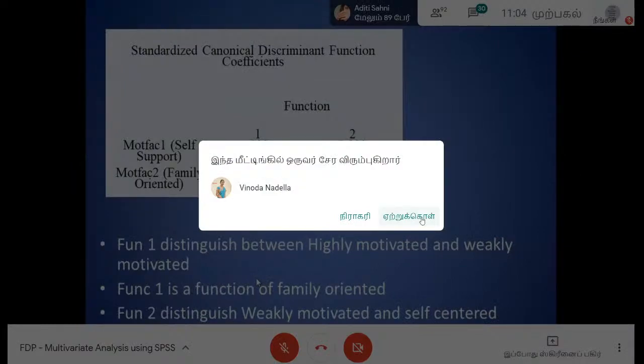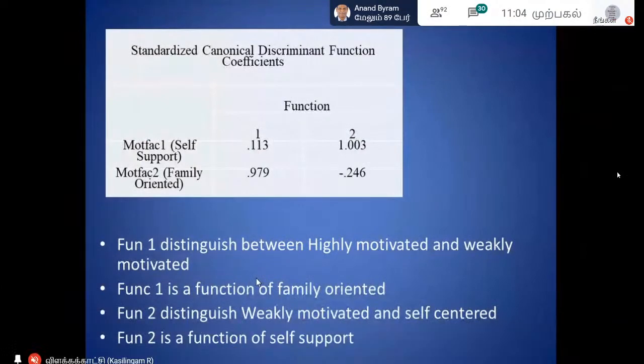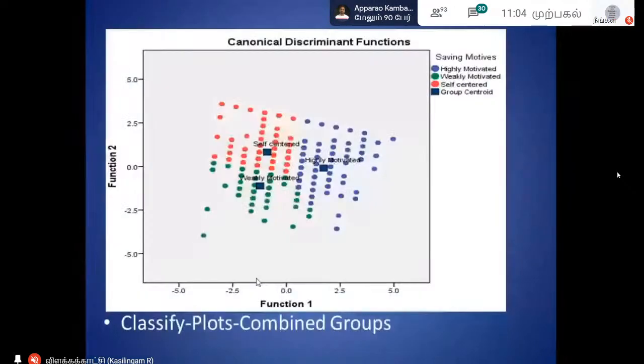So you know what it is. What are the independent variables? Self-support and family-oriented. Now we know one thing: Function 1 discriminates weakly and highly motivated. Function 2 discriminates weakly motivated and self-centered. This we know. Now we want to know which variable drives each function.